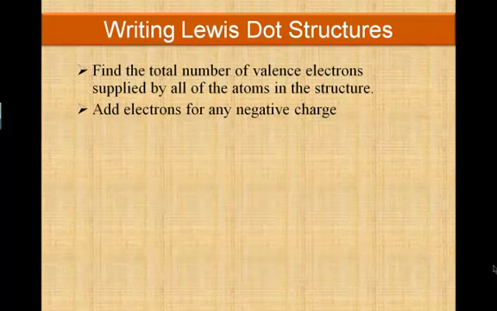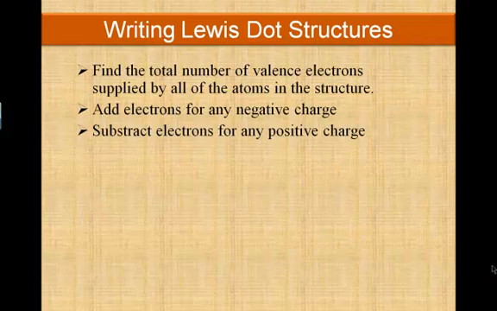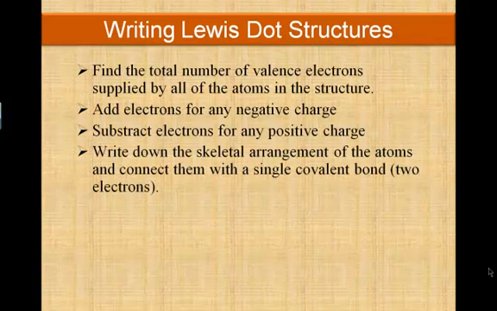Next, I'm going to add electrons. For every negative charge, I'll add 1 electron. For any positive charge, I'm going to subtract 1 electron. In the next step, I am going to arrange the atoms, connecting them with single covalent bonds.